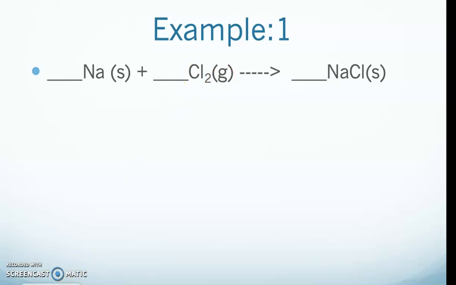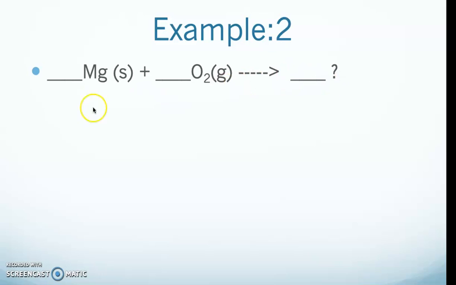You have 2 chlorines here, 1 chlorine there. So we're going to place a 2 right here, and a 2 right there, and then it becomes balanced. 2, 1, 2. So 2 sodiums, 2 chlorines on the left, 2 sodiums, 2 chlorines on the right. So this 2 goes to, remember, both those elements right there. If you have any questions on balancing, review my balancing video.